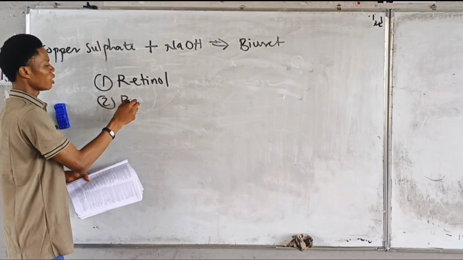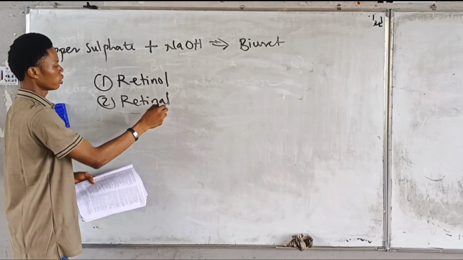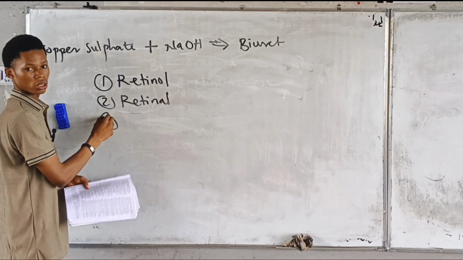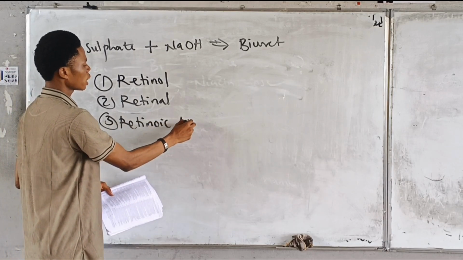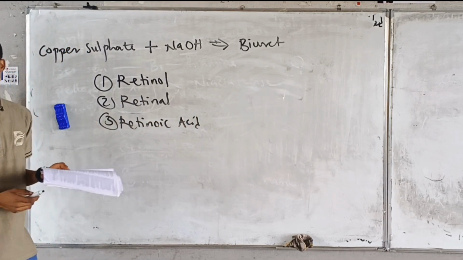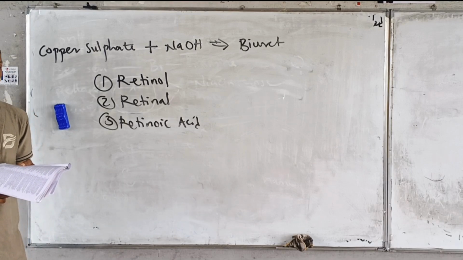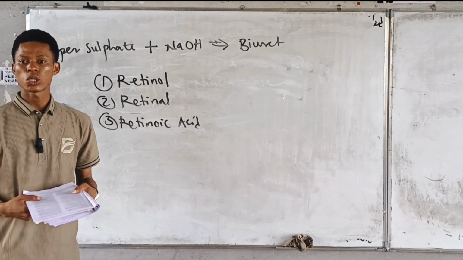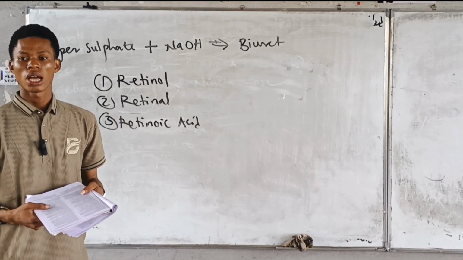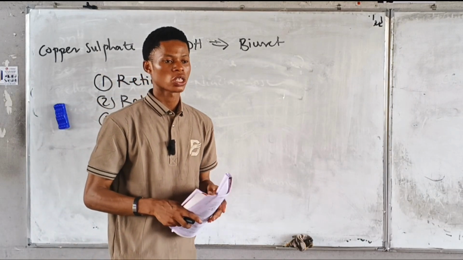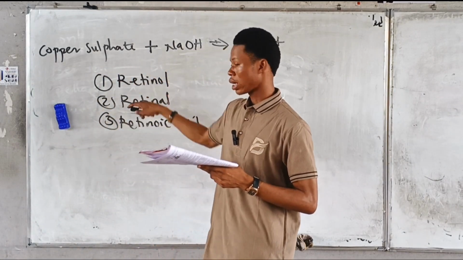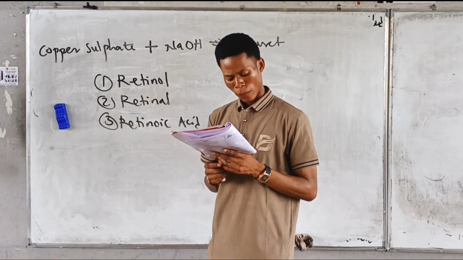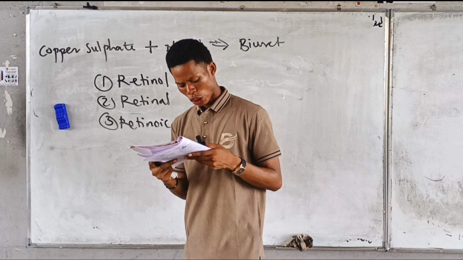Retinol, retinal, and what? Retinoic acid. These are the 3 active forms of vitamin A, sorry. Another name for vitamin C is what? Ascorbic acid. All right. So these are the three active forms of vitamin A. Next question here.